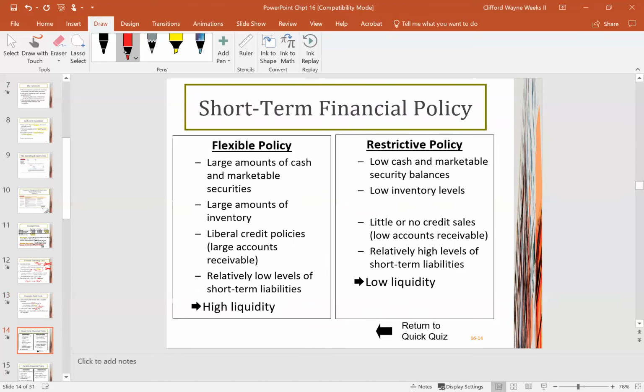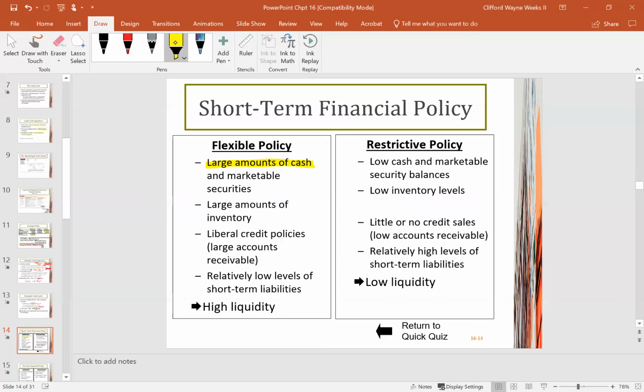So then that brings us into our short-term financial policy. There's 2 types, and then there's hybrids. The 2 extremes are a flexible policy, and then the opposite is a restrictive policy. With a flexible policy, basically what we're doing is we're keeping large amounts of cash and marketable securities on hand. This means that we're flexible. It means that if we need to respond quickly, we have the cash on hand.